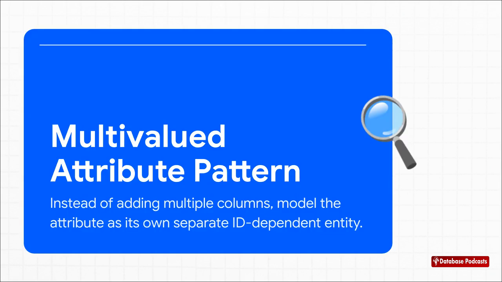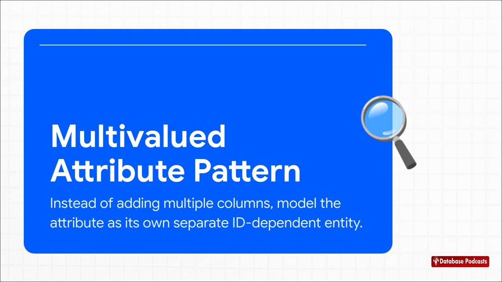This is the multi-valued attribute pattern. You just treat the attribute as its own entity. You'd create a company phone table, for example. Each row would have a single phone number and, crucially, the ID of the company it belongs to. This company phone entity is ID dependent on company. Now you can have one phone number or 100 without ever changing your table structure.